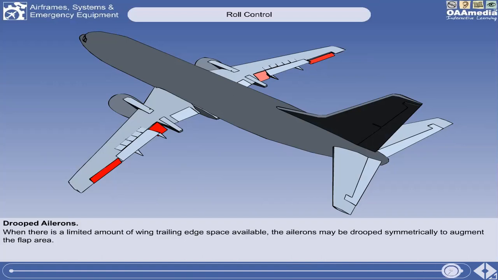Okay, so itong drop ailerons, commonly, they are dropped symmetrically, no, to augment the flap area when there is a limited amount of wing trailing edge space available. So sabi nga rito, commonly itong ginagamit ng Airbus sa kanilang fleet, yung drop ailerons.